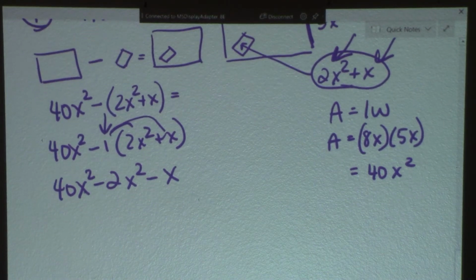Okay, now if I'm looking at this, what can I subtract? I can subtract the 2x squared terms. So I get 38x squared. And then the minus x just comes along. That could not have been subtracted to another term.